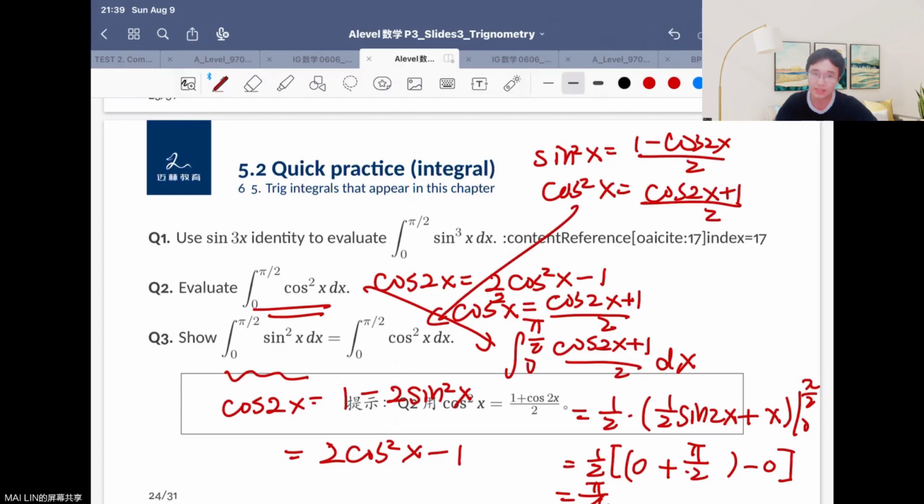That's our lesson. I hope you truly understand how to use trigonometry in integration problems. Just try to simplify them with formulas, and then you can solve all the problems.